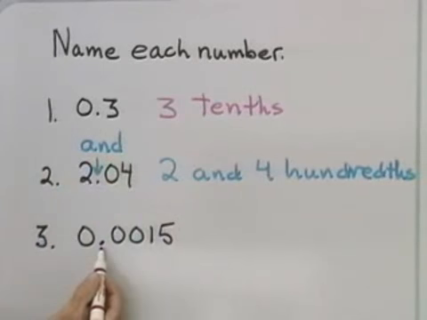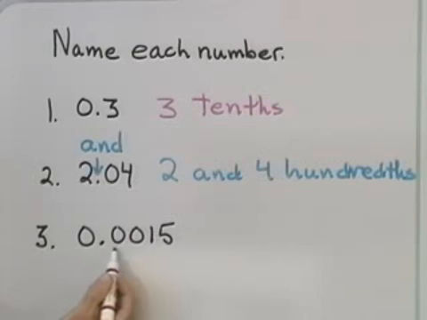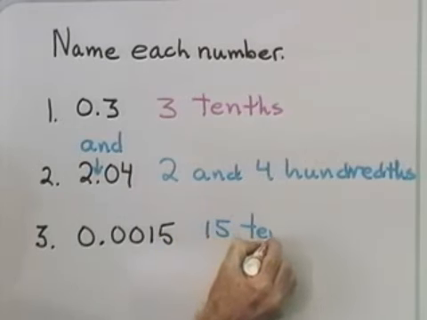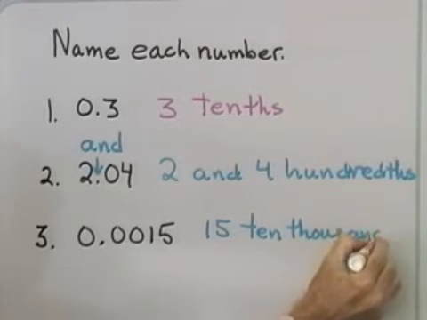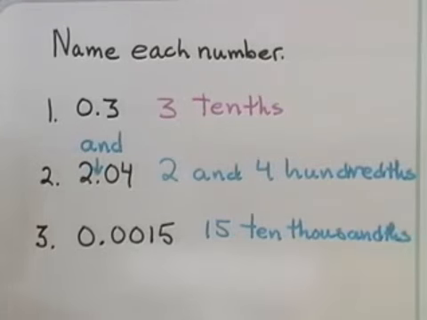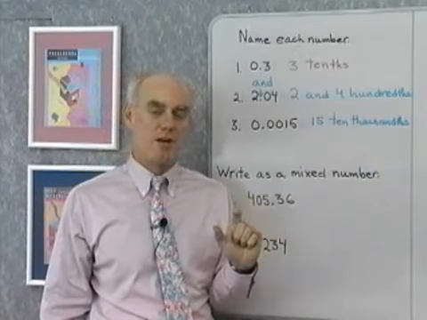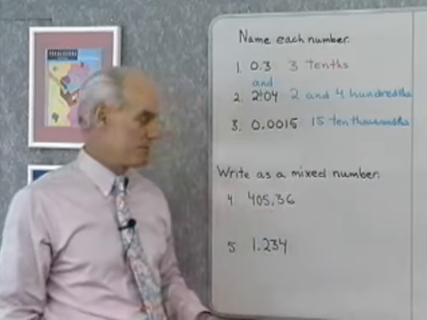Over here I have a decimal point, tenths, hundredths, thousandths, 10,000ths. So this number right here is going to be 15 10,000ths. So that's the way we name decimal numbers. When we see that decimal point, when we're writing the number in words or just saying the number, we say the word and.